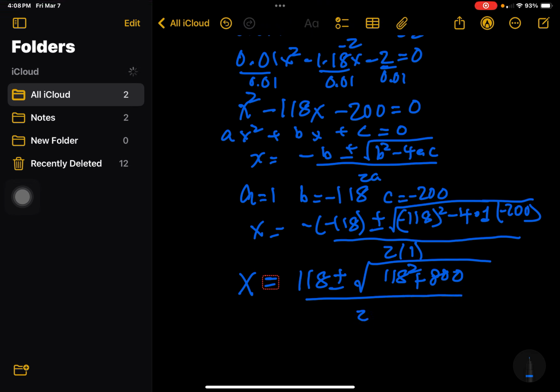Okay, so we need to simplify this using our calculator. X is equal to 118 plus minus square root of... so let's see if I can use my calculator in my phone and do the calculation. So open the calculator. Okay, so the first thing we will do is find out the value of... let's see if I can clear all of this.